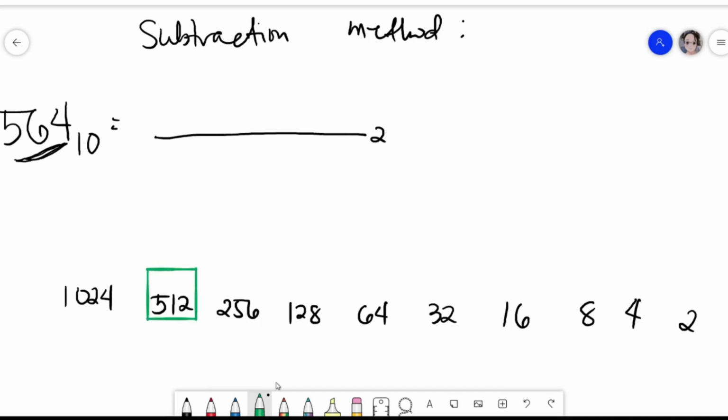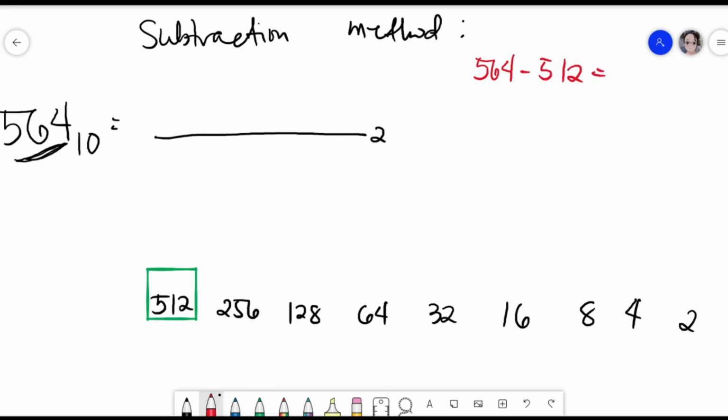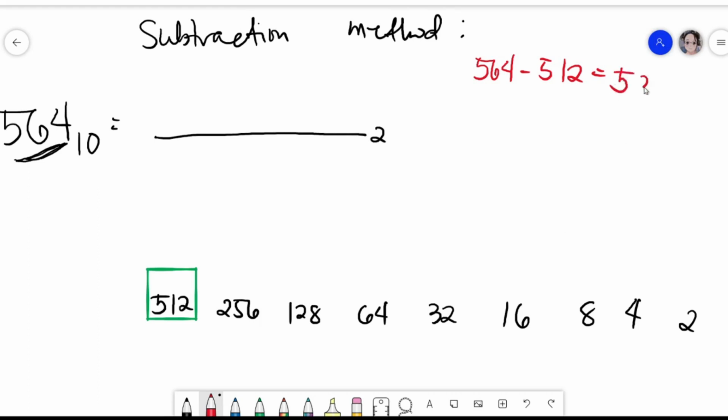Okay, so let's use 512. Okay, so atong i-erase si 1024. Okay, next. Let's subtract 564 to 512. So let's have our calculator. 564 minus 512 is 52. So the answer is 52. So makita na po tag number nga dool sa 52. So we cannot use 256 and 128.